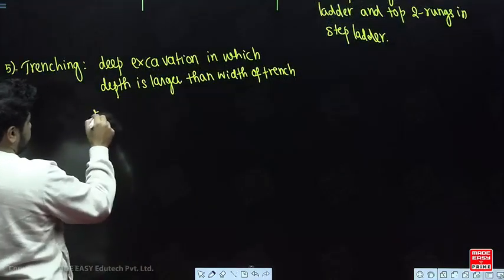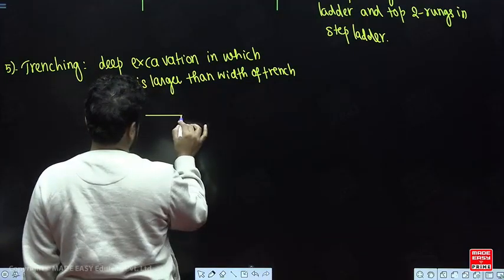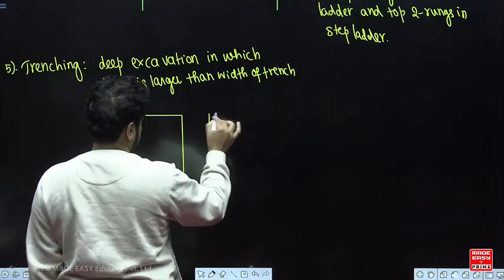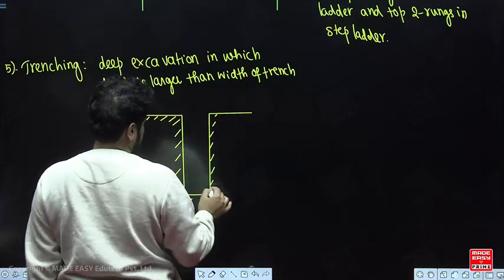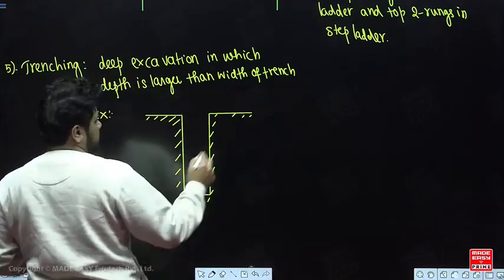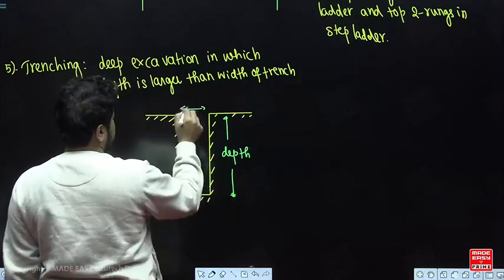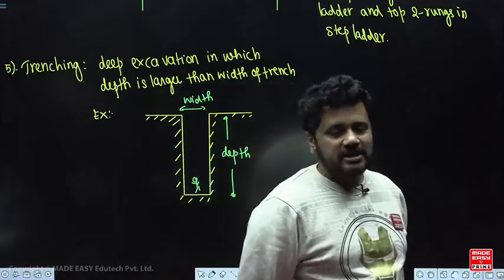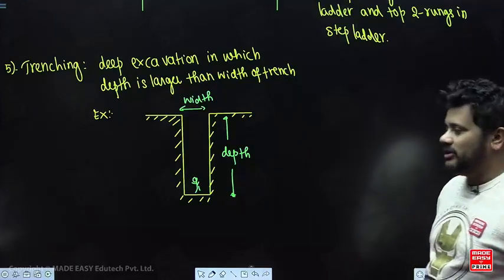For example, this is the depth and this is the width. So this is called a trench, right. It is used to lay pipelines like gas pipeline, water pipeline, sewer pipeline, right. So we have to go for trenching.